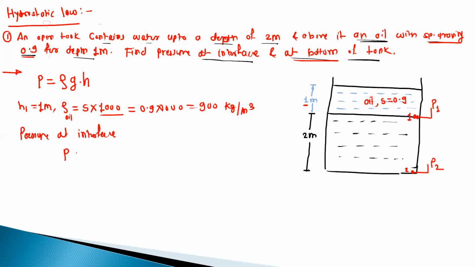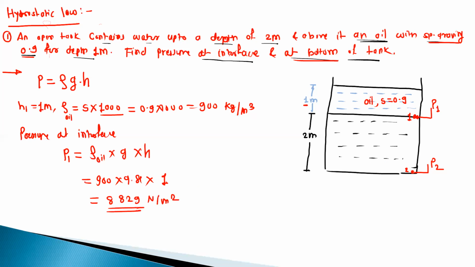So this is equal to P1, and this is rho oil into G into H. So this is 900, 9.81, and H above the point 1 is only 1 meter. So this is equal to 8,829 Newton per meter square.